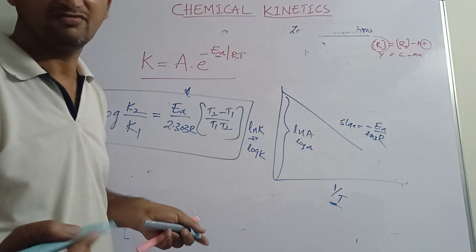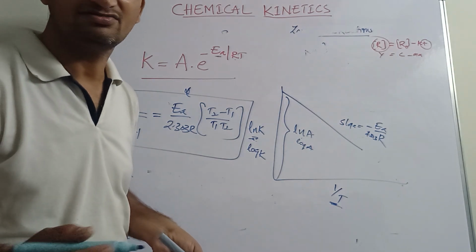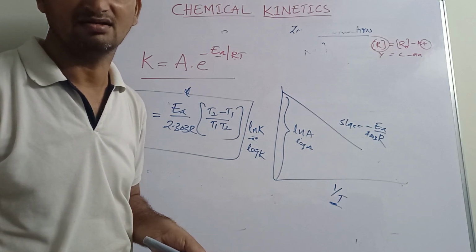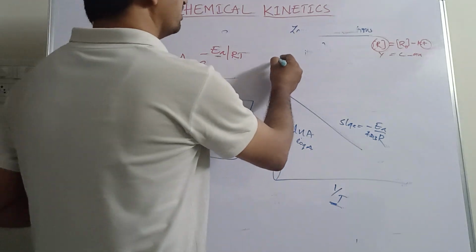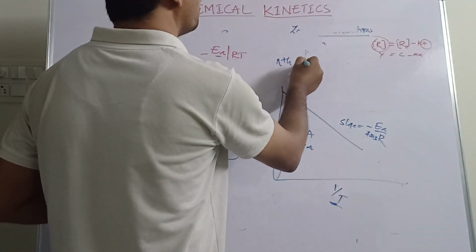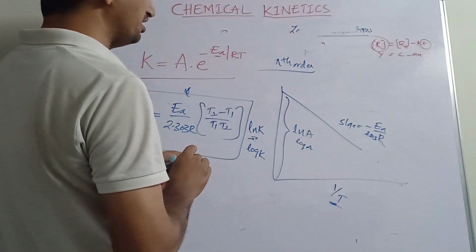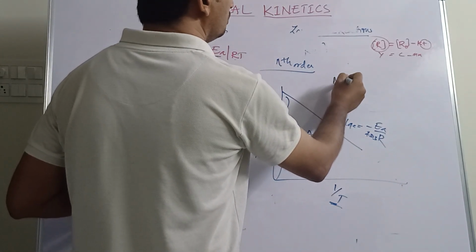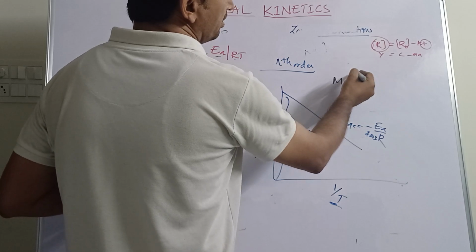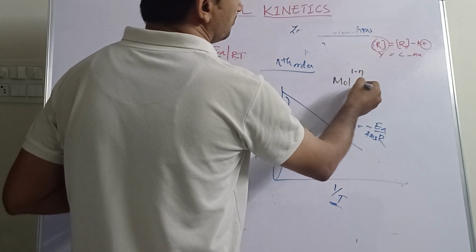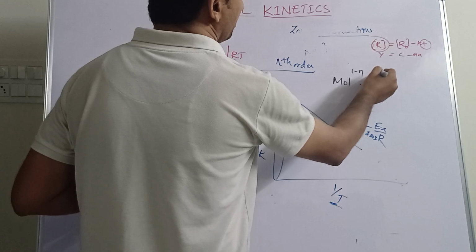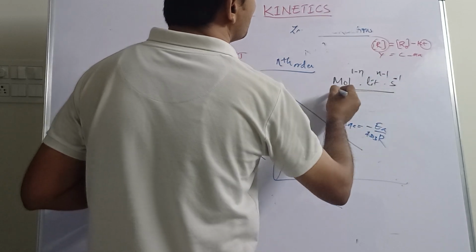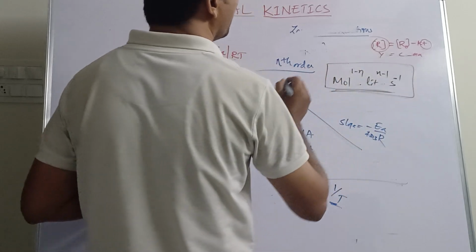Now there is a possibility of one more question being asked from this: the units for the different order reactions, like zero order, first order, second order. For any nth order reaction, the units of rate constant we can write as mole to the power 1 minus n, liter to the power n minus 1, time inverse, or you can say second inverse. So this is the formula for any nth order reaction.